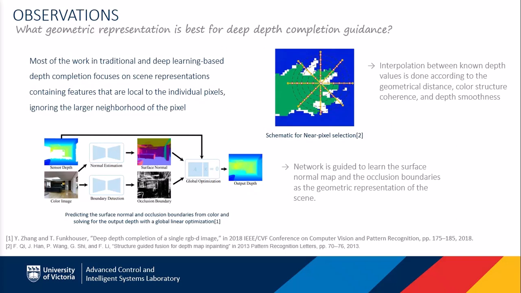Well, the question is, what geometric representation is best here? One of the most used representations is the map for surface normals. Another helpful representation is the object boundaries or occlusion boundaries, which helps the network to identify the boundaries, which are usually blurred out in the reconstructed depth map.